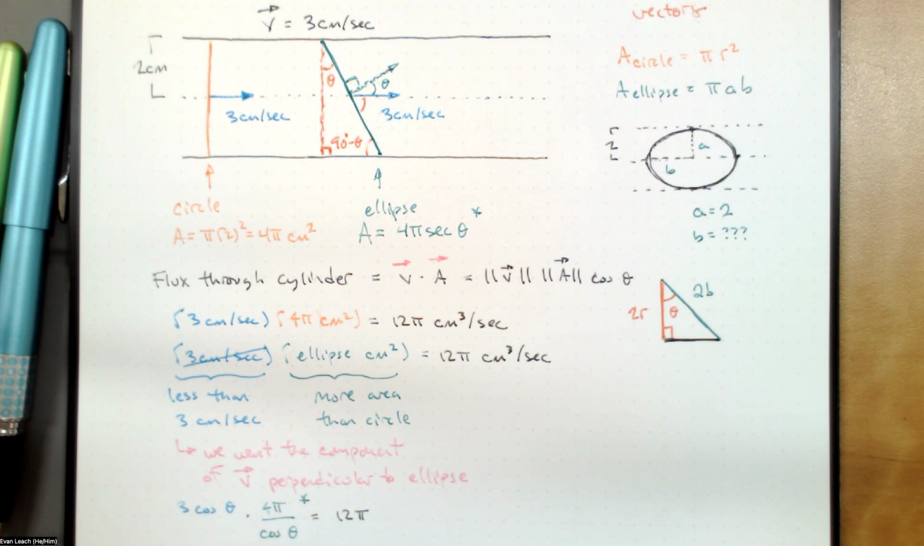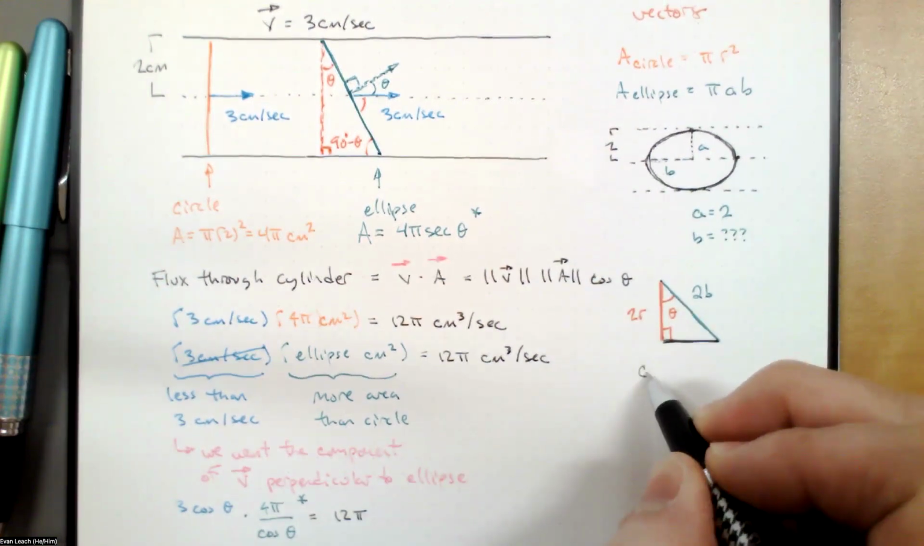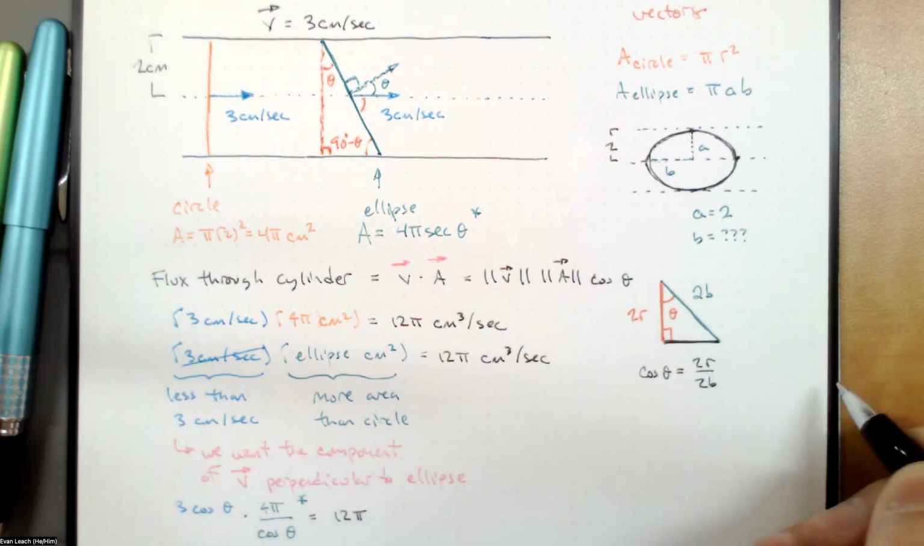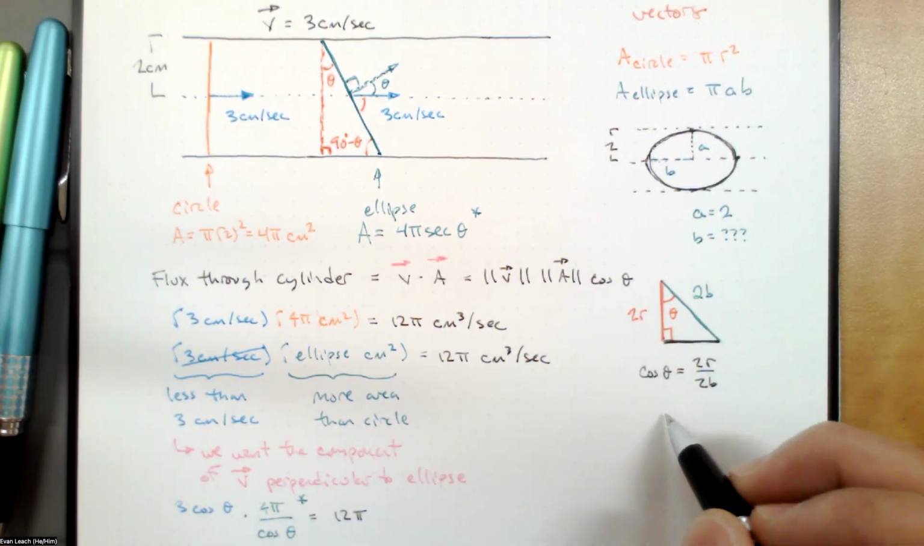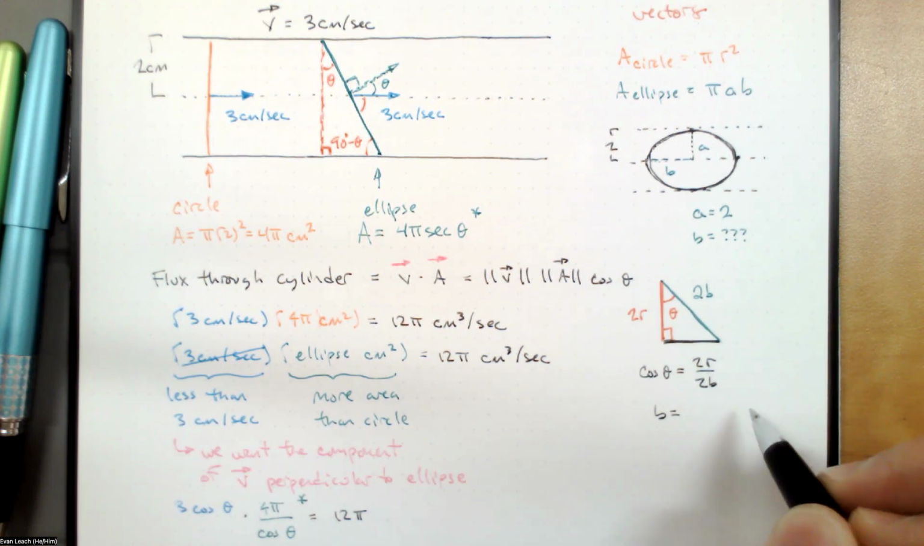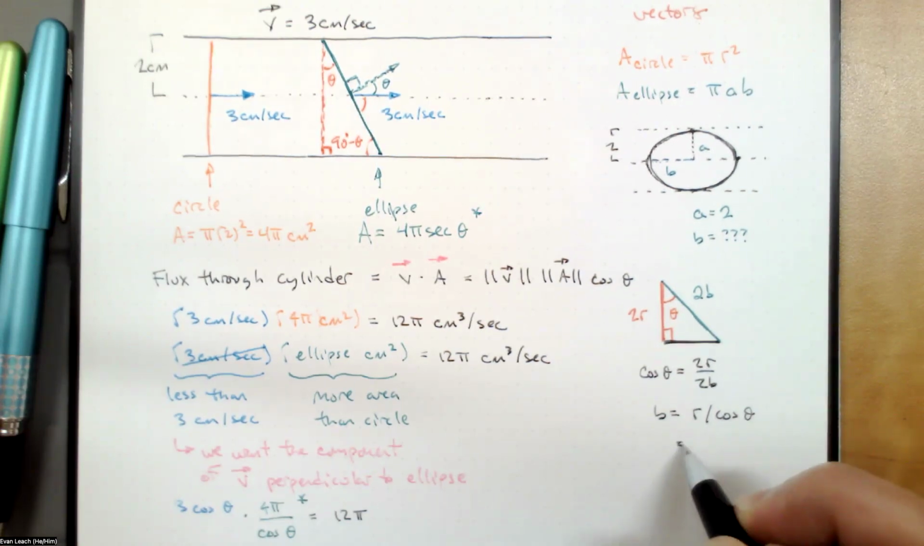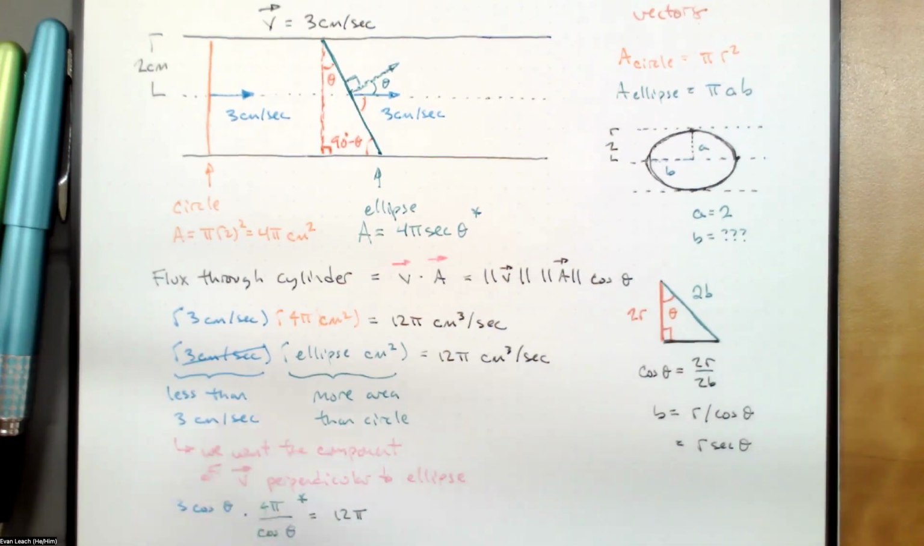So we can set up 2b as the hypotenuse and 2r as adjacent. So in this case, the cosine of theta will be adjacent over hypotenuse, so that b, take out the 2, is equal to r over cosine theta. So b is equal to r times the secant of theta. So that's the origin story for the area of the ellipse being 2 times 2 secant theta times pi.